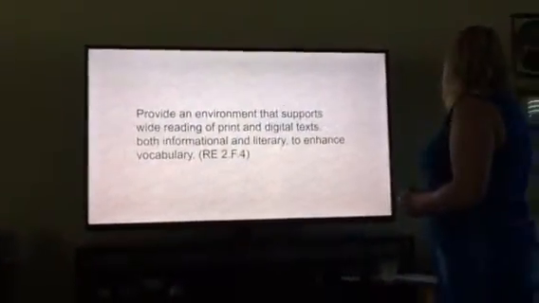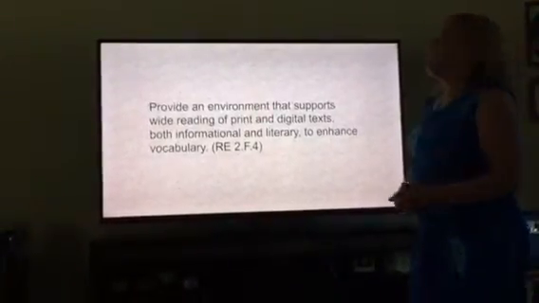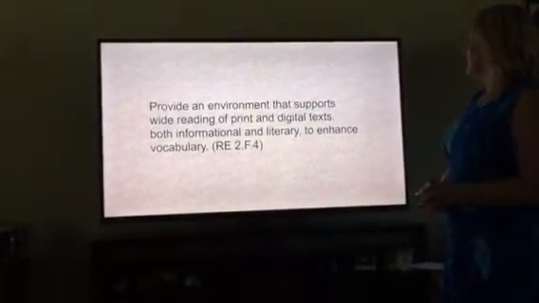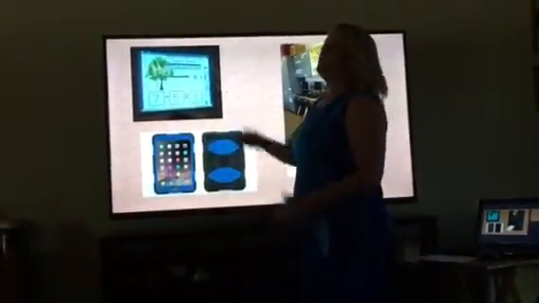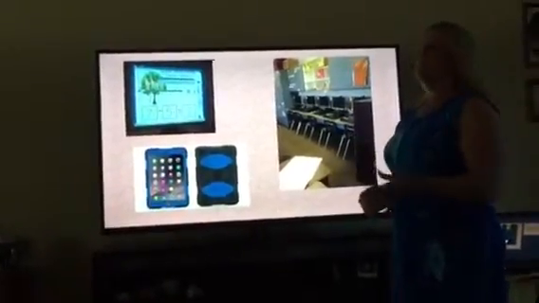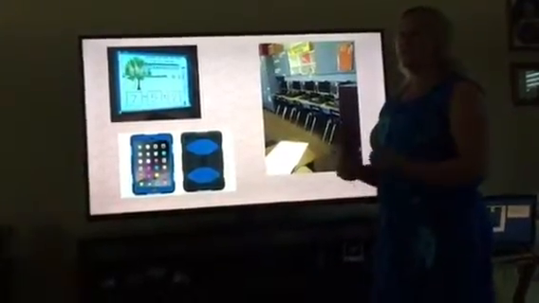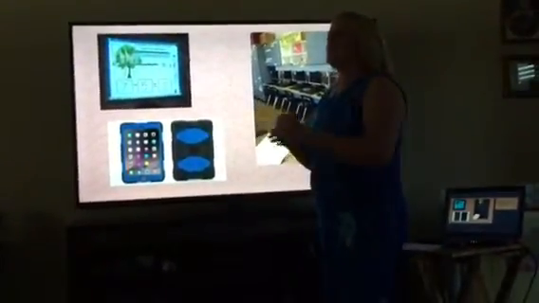Provide an environment that supports wide reading of print and digital text, both information and literary, to enhance vocabulary. Here we have the whiteboard. This here is wonderful for the DBQs. The teacher puts the stories up, and they're able to talk about it and interact with it. They go up and they circle things. They can see the actual print while the teacher's reading it or the other students are reading it aloud. It's there for everyone to see. It's nice that whiteboards get everybody interactive to where you can do a group activity much easier.